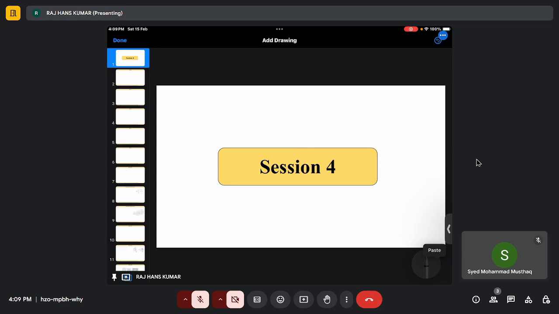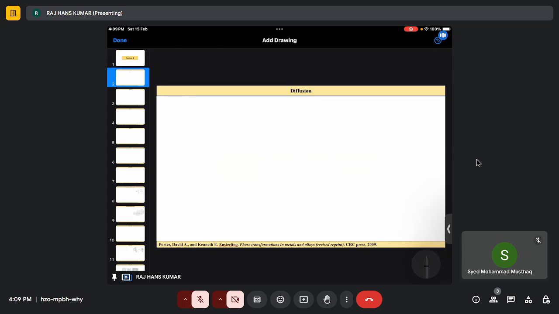Interfaces part. So let's start. Now, in previous sessions, I have discussed how we represent the flux of atoms moving from point one to point two, from 1 to 2, as flux J equals minus D dC by dx, right?